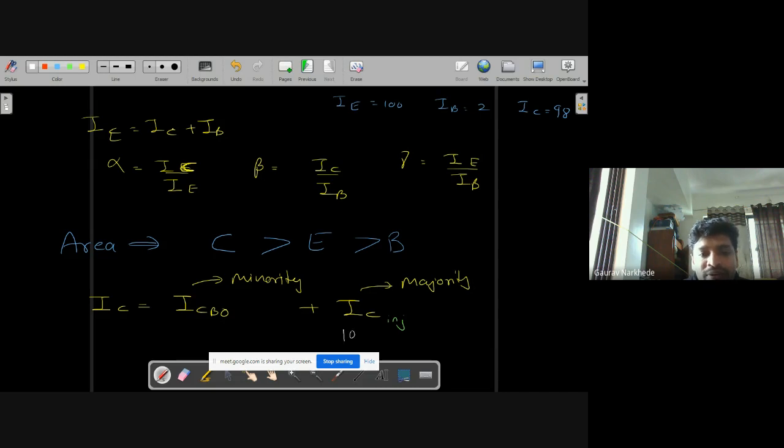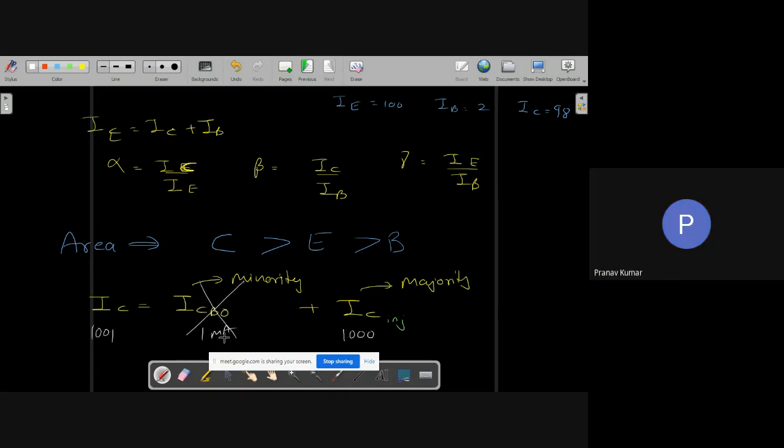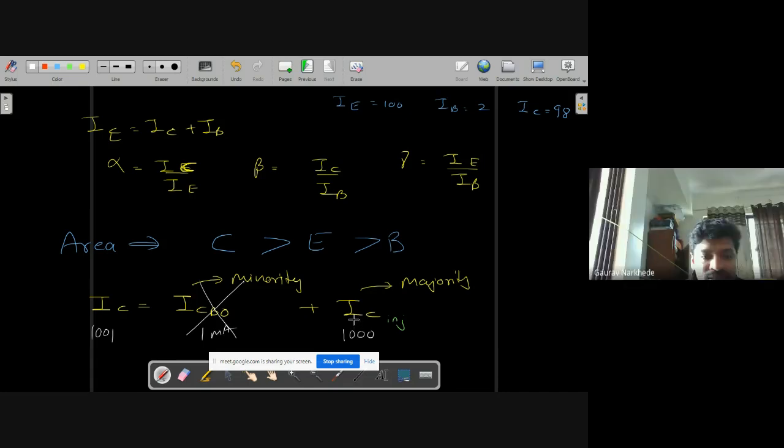So let us say that if it is 1000 milliampere, this will be 1 milliampere and this will be 1 milliampere, right? So can we neglect this thing? Yes, sir. Normally whatever current we are measuring is due to injected charge carriers. Any problem in this?